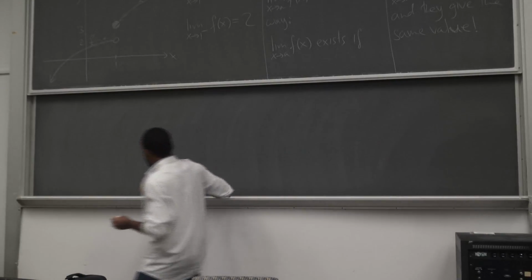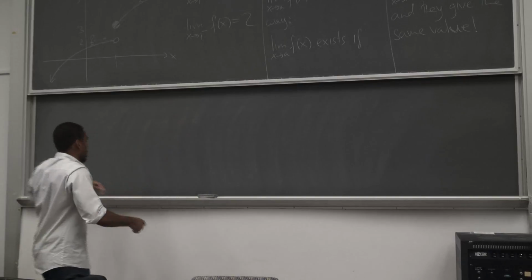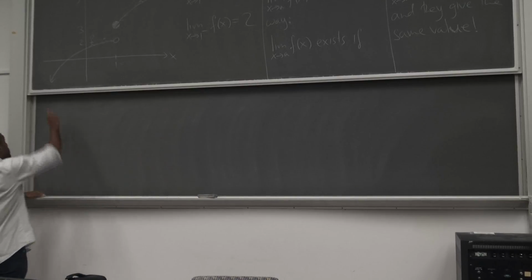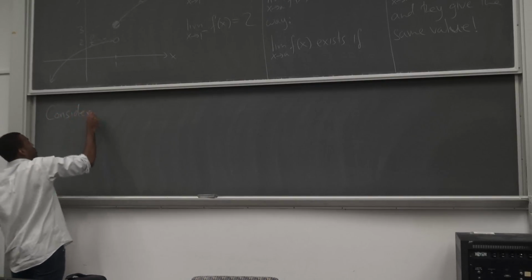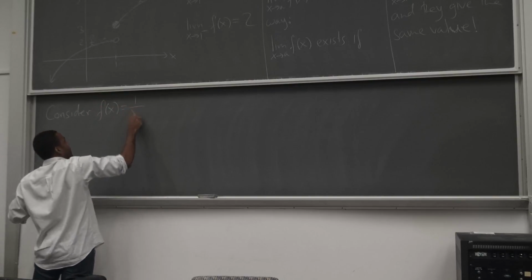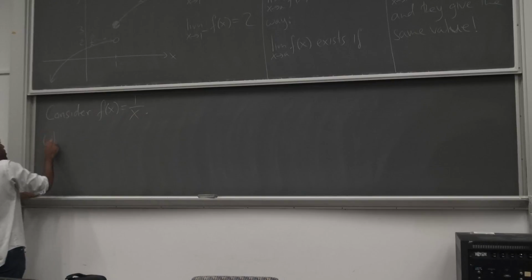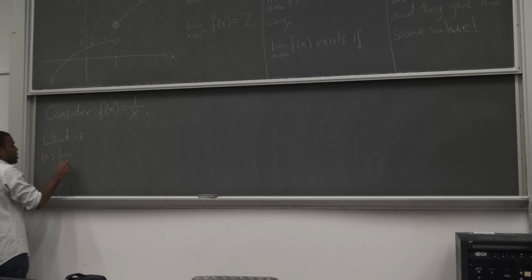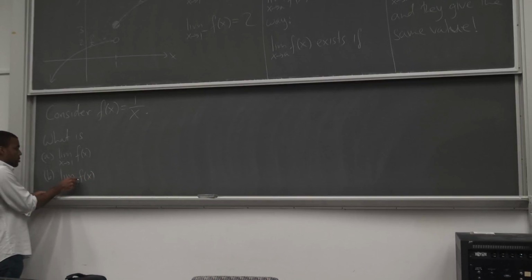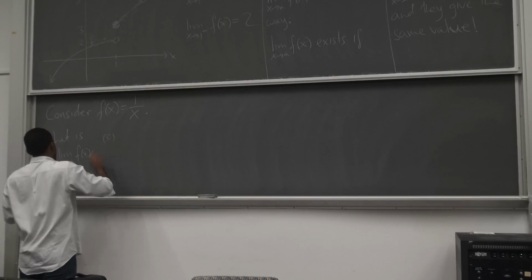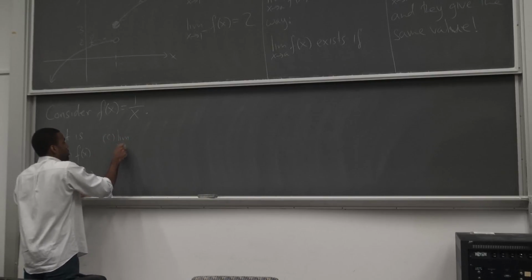So let's look at this function. Here I was just showing you from pictures. Let's actually look at some concrete examples and make it nicer. So consider this function. What is the limit as x approaches 1 of f(x)? The limit as x approaches 0 of f(x)? Let's do 0 from the left. And the limit as x approaches 2 from the right.